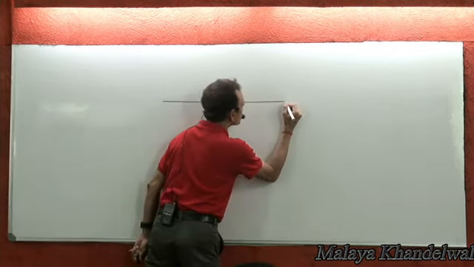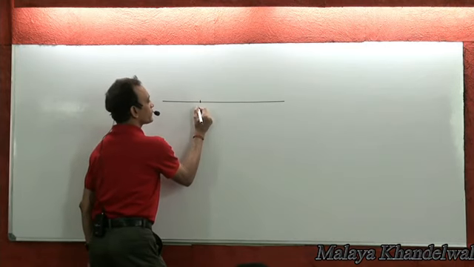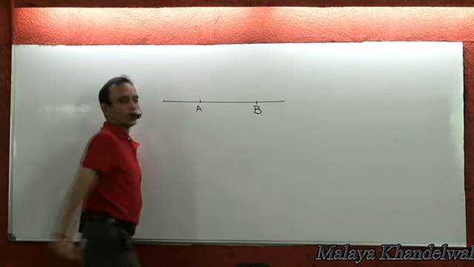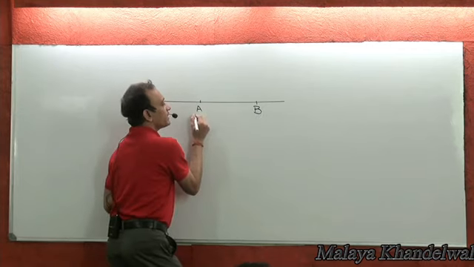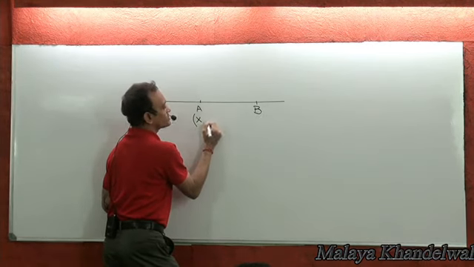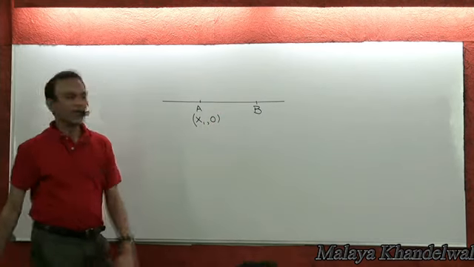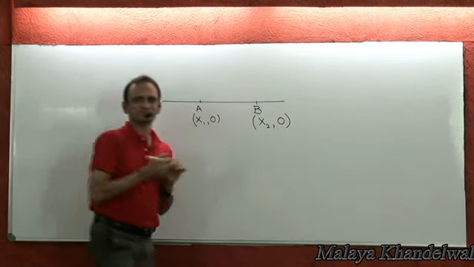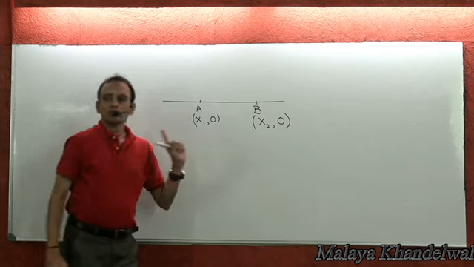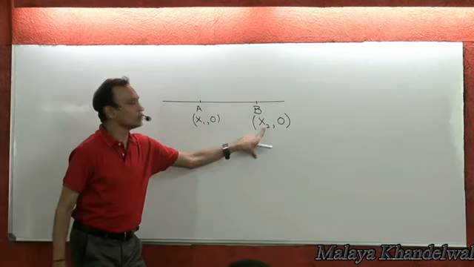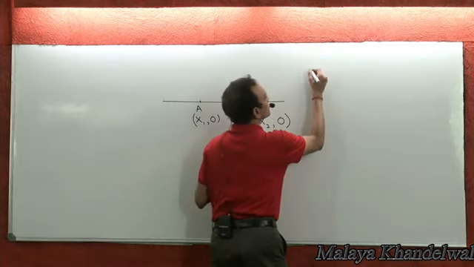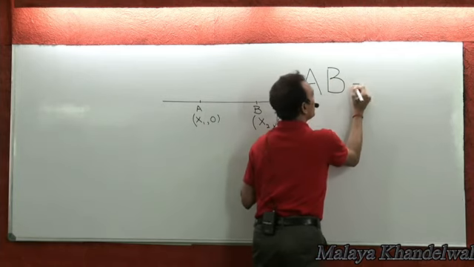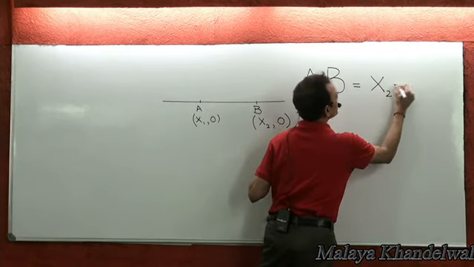Suppose there are 2 points. There is a point A and there is a point B. And A has coordinates x1, 0. And B has coordinates x2, 0. Now, what is AB? AB is going to be x2 minus x1. Yes or no?